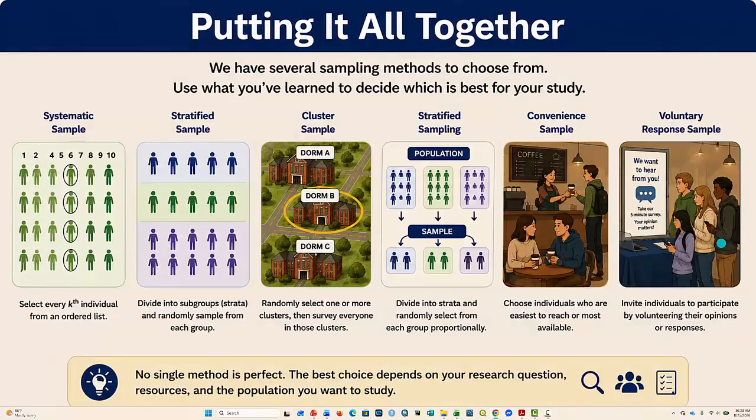In this lesson, we have talked about various sampling methods. But remember, no single method is perfect in every situation. The best choice often depends on your research question, resources, and the population you want to study.